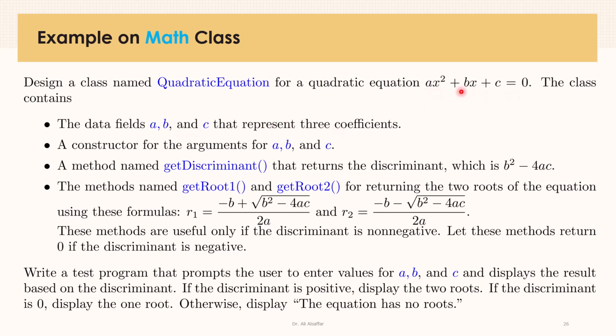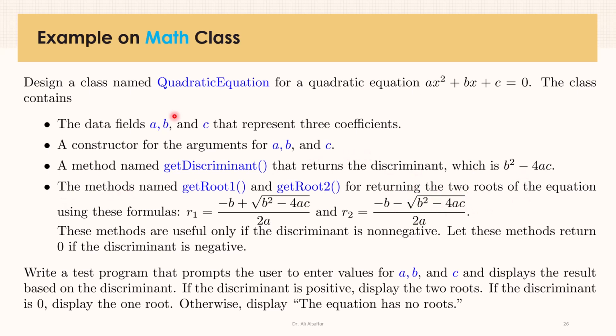that represents the three coefficients of the equation. Also, we need to write a constructor for the arguments for a, b, and c. So when we create an object from this class, we want to supply these coefficients. Also, we need to write a method that is called getDiscriminant that returns the discriminant which is equal to the equation b squared minus 4ac. And this equation is going to be used in the equation for finding the roots.